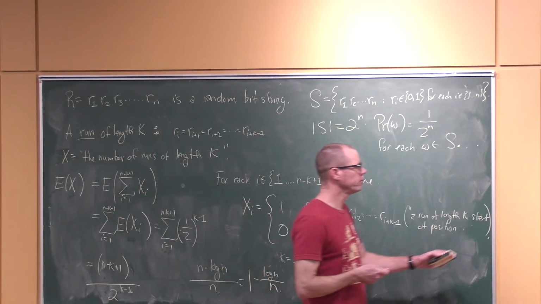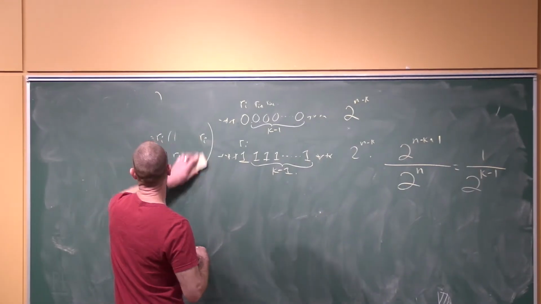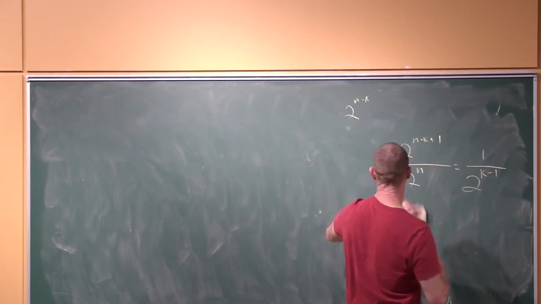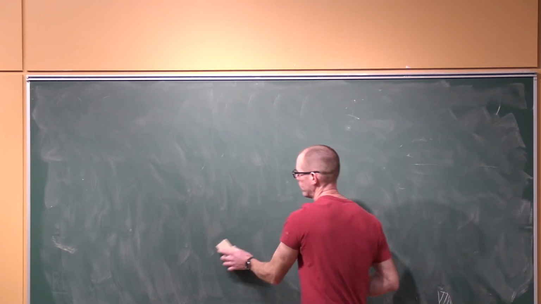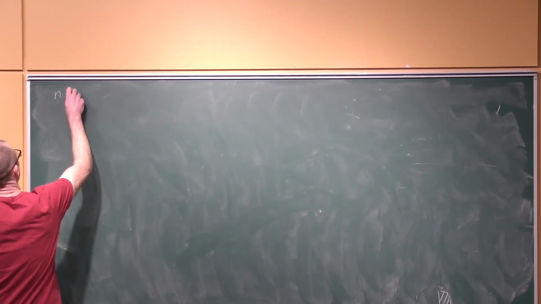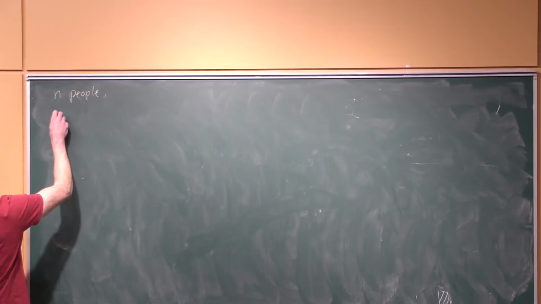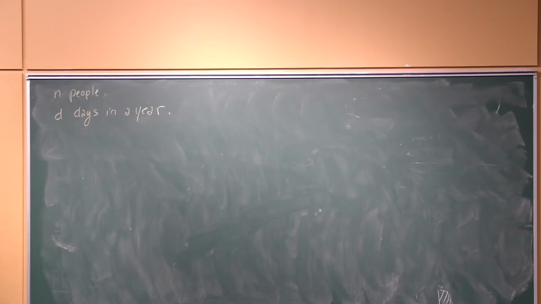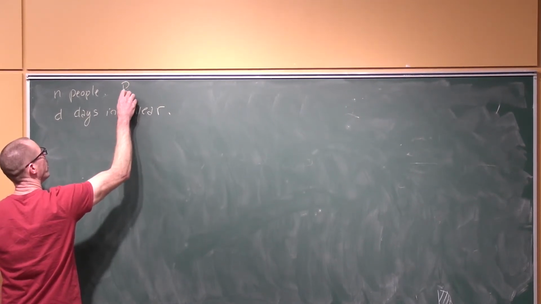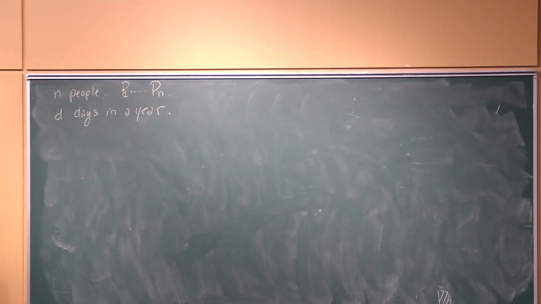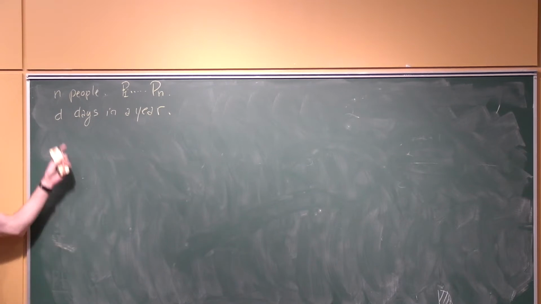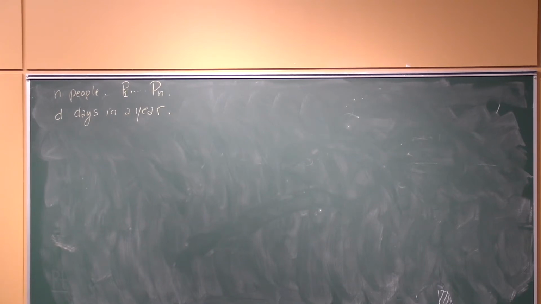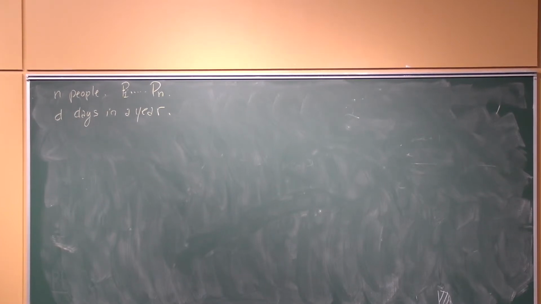Here's another example. Let's say I have n people, and d days in a year. Okay, let's call the people person 1 up to person n. And this is one of these birthday questions, so each person is equally likely to be born on any given day of the year. d usually we think of as 365, but soon we'll be living on Mars, where the number of days in a year will be different, so it's better that we figure out how to solve that now.